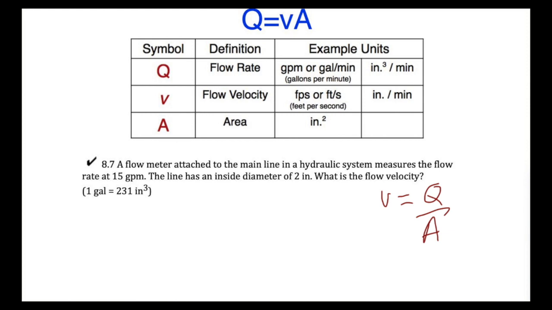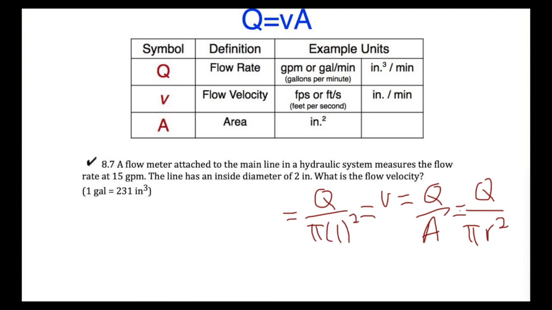But I need to make sure I have everything in the correct units. My area, this would be Q over area, and the area is a cross-sectional circle, right? So it's going to be pi r squared, okay? And the diameter is 2 inches, so the radius is going to be 1 inch. So the area down here is going to be inches squared, right? It's going to be Q over pi times 1 squared. So what does the Q need to be? Right now the Q is in gallons per minute. I want that to be in inches cubed per minute.